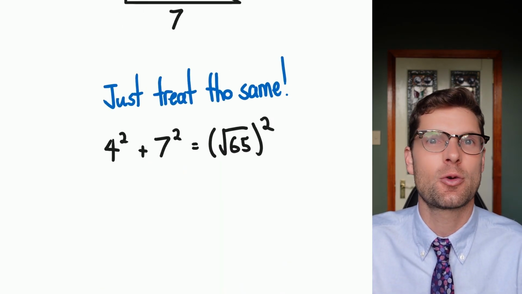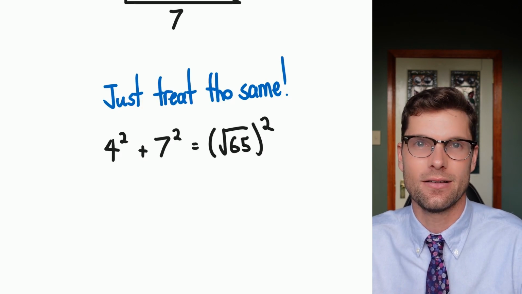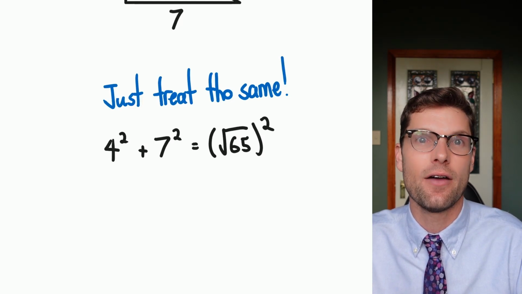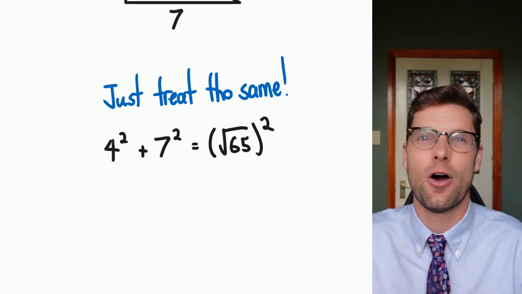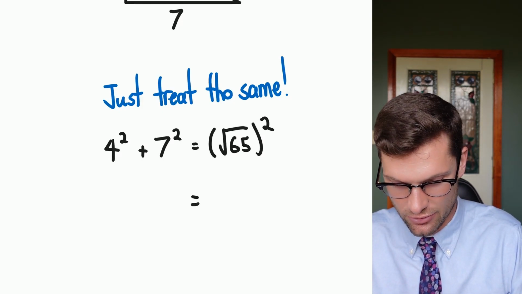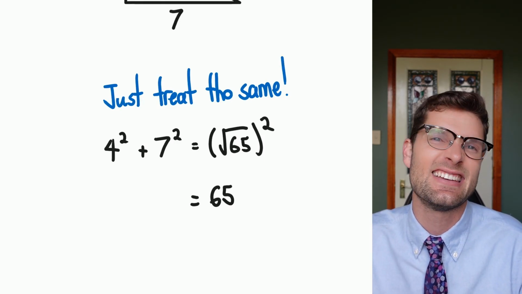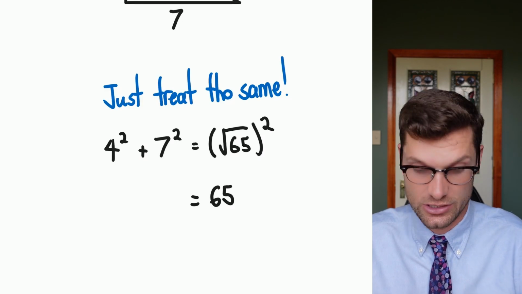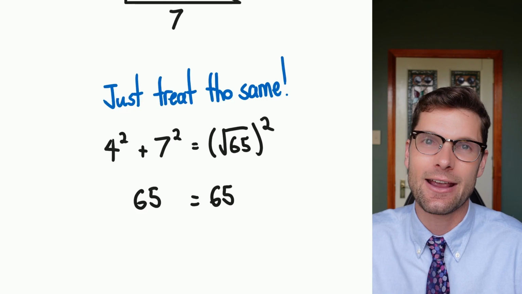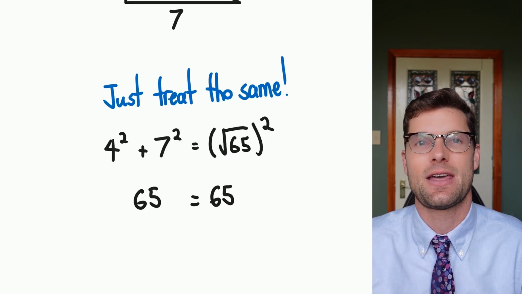For this one, I've got 4 squared plus 7 squared has to equal the square root of 65 squared. We don't have to do that right-hand side in our calculator. The square root of 65 squared just equals 65. Square roots and squares cancel each other out. So we know that this side is equal to 65. 4 squared plus 7 squared on my calculator is 16 plus 49, which is also equal to 65. That means that this triangle is a right angle because Pythagoras' theorem works for this one. It is a true mathematical sentence.